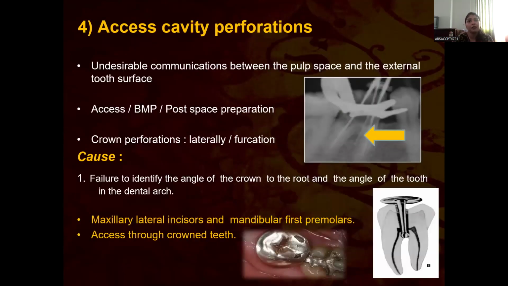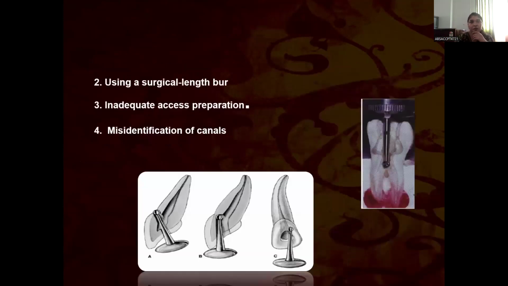Access cavity perforation is the fourth mishap. It is an undesirable communication between the pulp space and the external tooth surface: access or furcal perforation, post-space perforation and crown perforation. Crown perforation can be lateral or furcal. What is the main reason for the access cavity perforation? It's a failure to identify the angle of the crown to the root and the angle of the tooth in the dental arch, usually maxillary lateral incisors and mandibular first premolars. Using a surgical length bur, inadequate access preparation and misidentification of the canal are the main causes of the perforation.